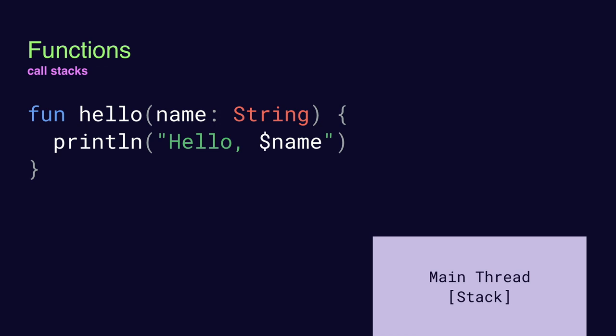So let's review really quickly how call stacks work. I have this main thread down here, and it has a stack. And I'm going to go ahead and make a hello Chicago function. It's hello, it takes a parameter, and I'm going to pass it Chicago.